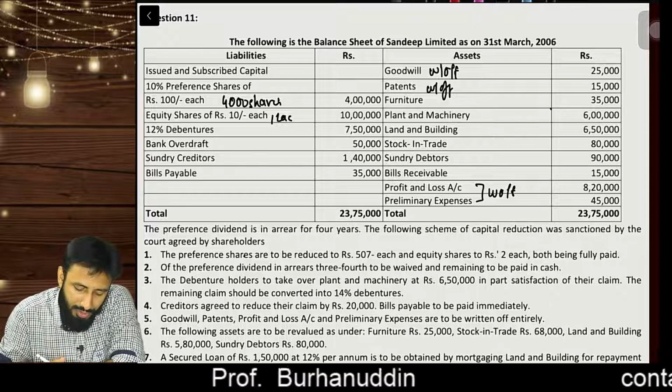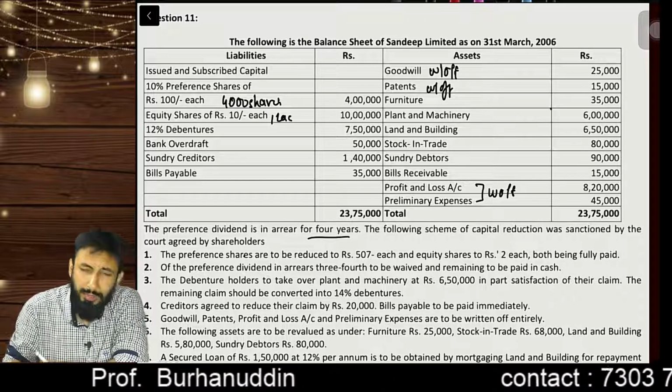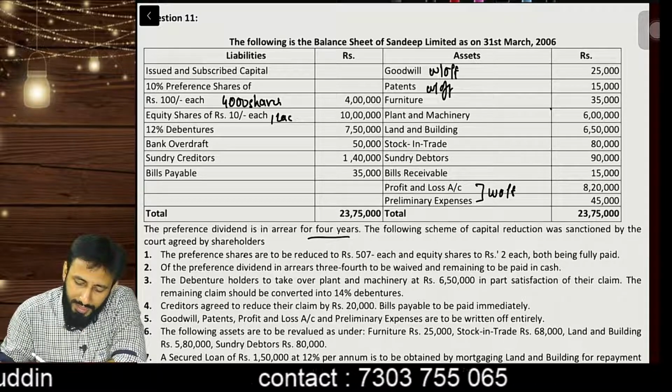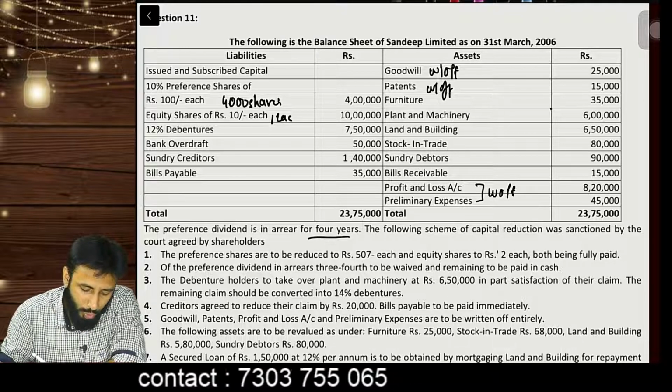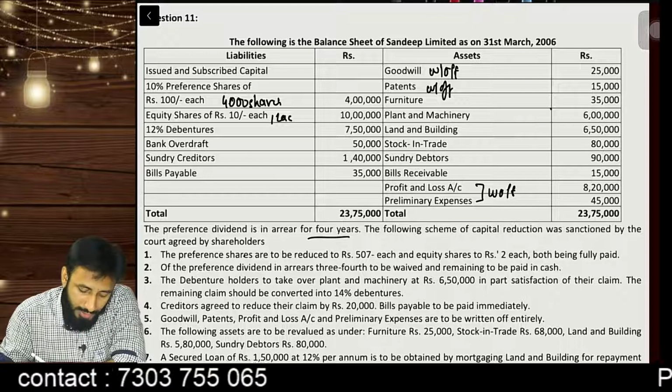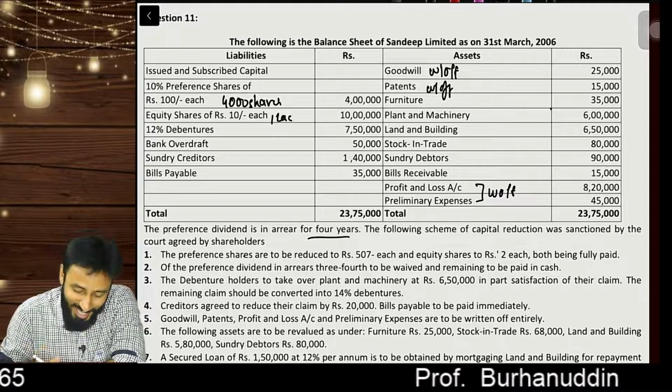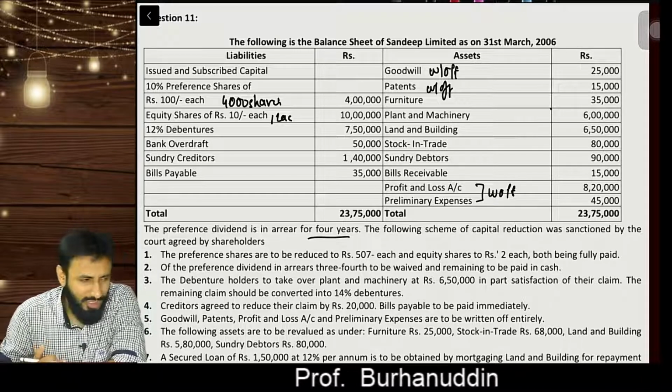The preference dividend is in arrears for 4 years. मतलब 4 साल से अपन ने preference को dividend दिया नहीं है. The following is a scheme of capital reduction which was sanctioned by the court, agreed by the shareholders. The preference shares are to be reduced, not deducted. Deducted होता है, yeah, deducted भी proper word नहीं है.